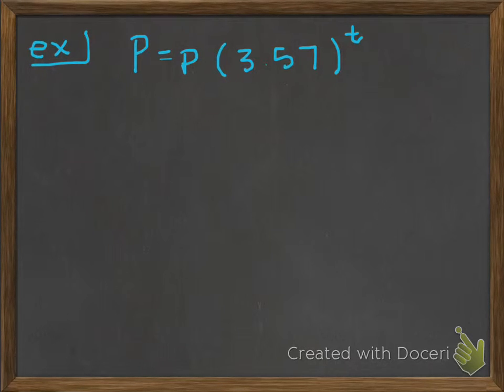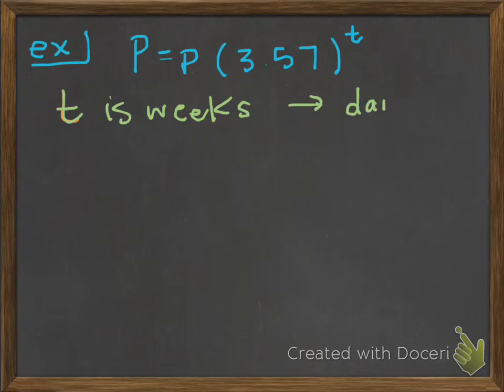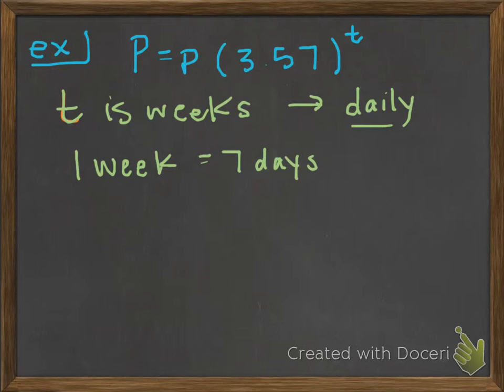the daily growth rate. So two words that are important: t is in weeks. So right now t is in weeks, and we want it to go from weeks to daily. In that last sentence it says daily growth rate. So we know 1 week is equivalent to 7 days. So I need to change this t to be 7t, so it's in terms of days.